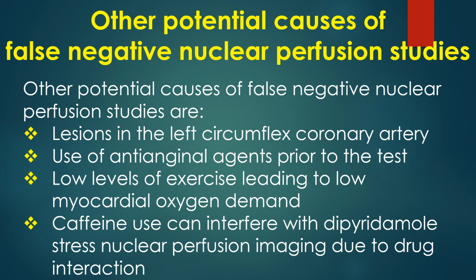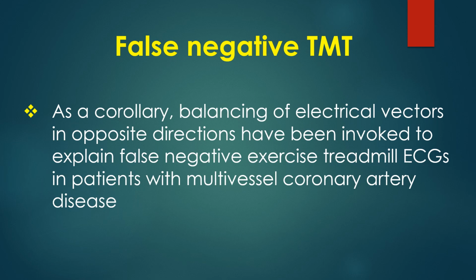Caffeine use can interfere with dipyridamole stress nuclear perfusion imaging due to drug interaction. As a corollary, balancing of electrical vectors in opposite directions has been invoked to explain false negative exercise treadmill ECGs in patients with multivessel coronary artery disease.